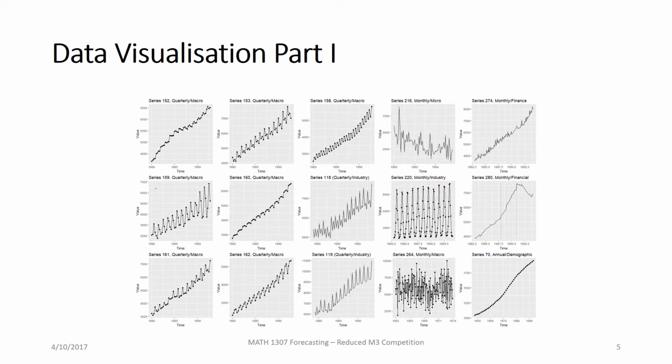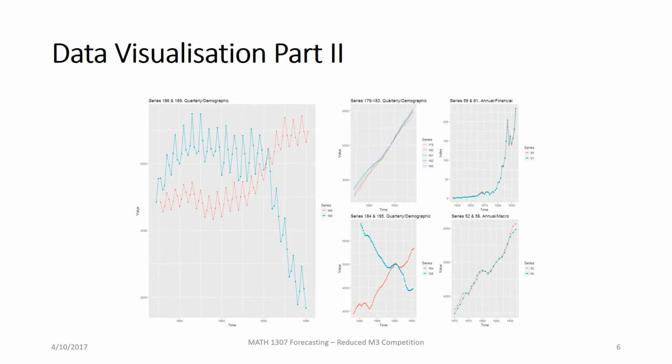Series 70 in the lower right corner is almost deterministic, while series 264 just next to it is almost white noise. Some exhibit trend but no seasonality, such as series 274. Some seasonality without trend, such as series 220. Some exhibit both, such as series 153, and some exhibit neither.